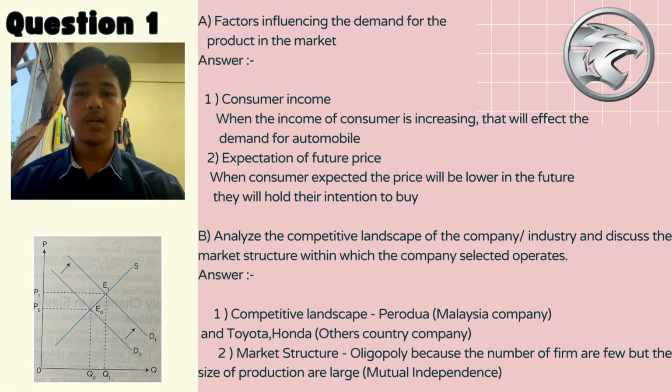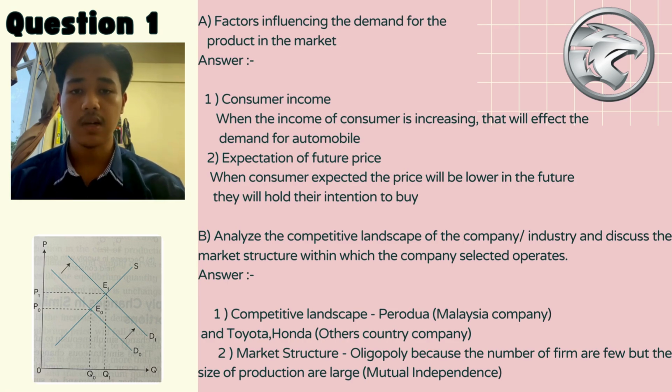In our presentation, we start from question 1. Using demand and supply curve analysis, explain the factors influencing the demand for the product in the market. The answer is based on the graph. Changes in demand, either shifting inward or outward, are because of the factors influencing the curve itself.